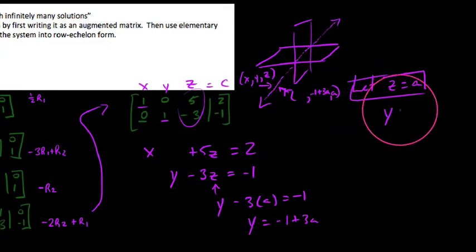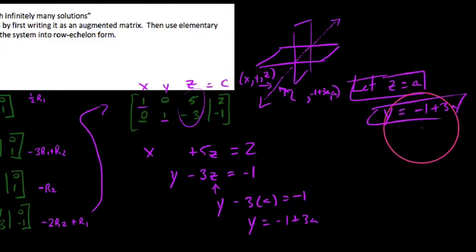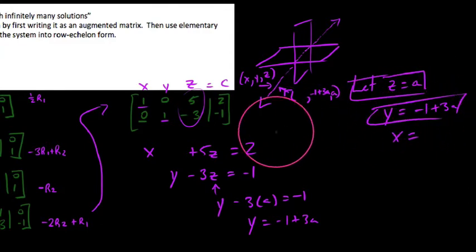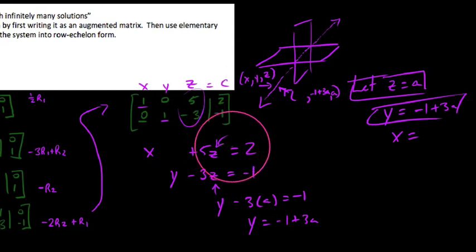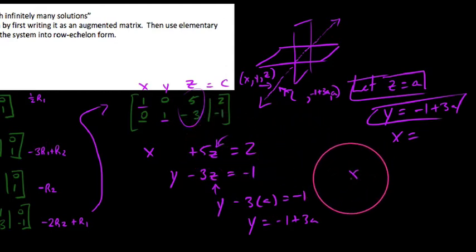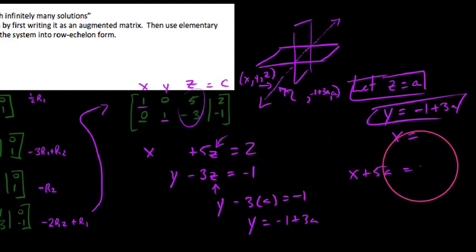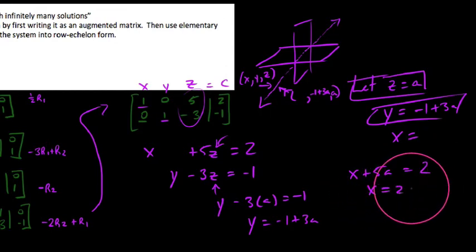And so we say y equals -1 plus 3a. I'm going to write it up here also, kind of organize them all together. And we say, so now what is x? If I wanted to find x, well, I already know z. I could go plug that back in up here. And we see that x plus 5 times a is equal to 2. So x is, of course, 2 minus 5a.